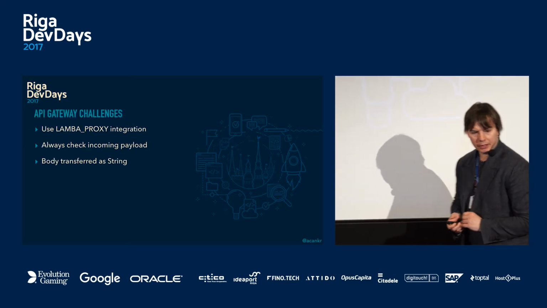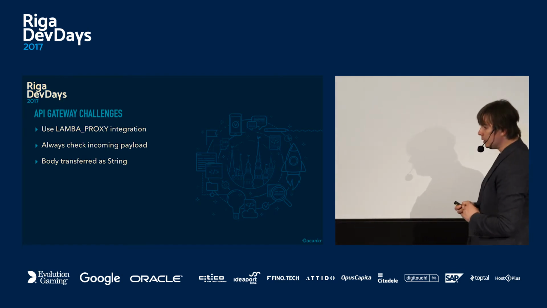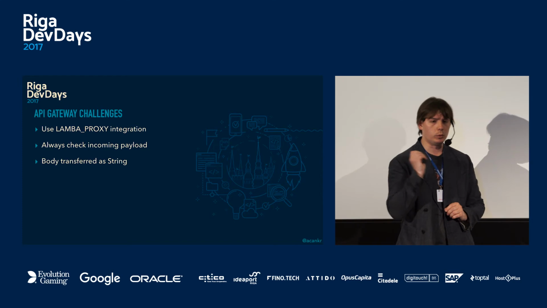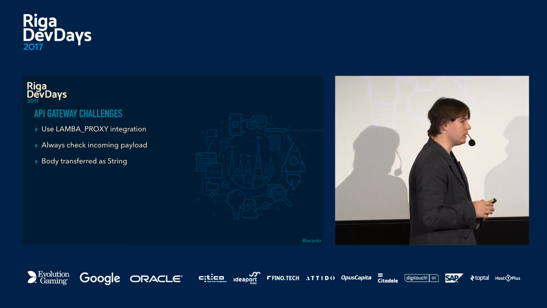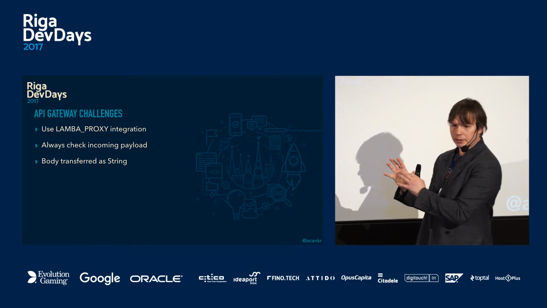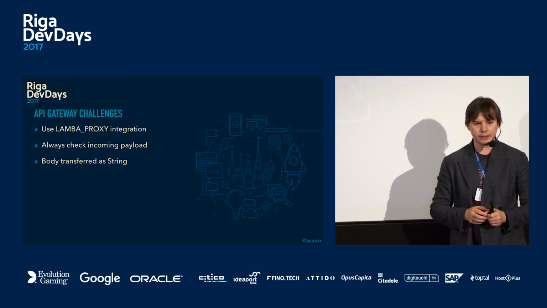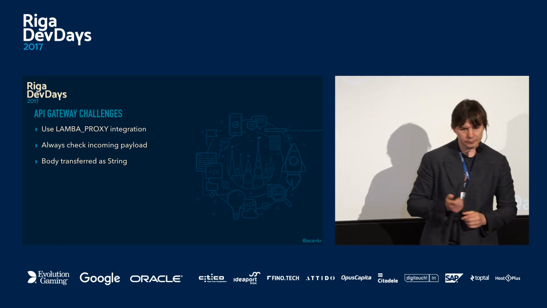So, API Gateway challenges. There are a number of integrations with the API Gateway and Lambda, but please, please, please use only one, called Lambda Proxy. This integration actually gives you maximum control. You put this in the code, and then you will have fewer surprises.